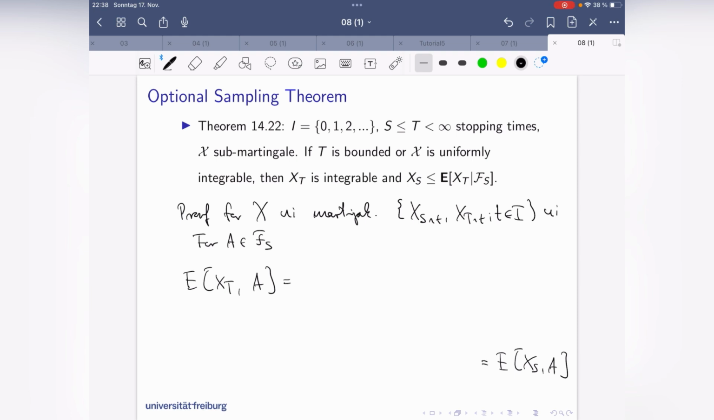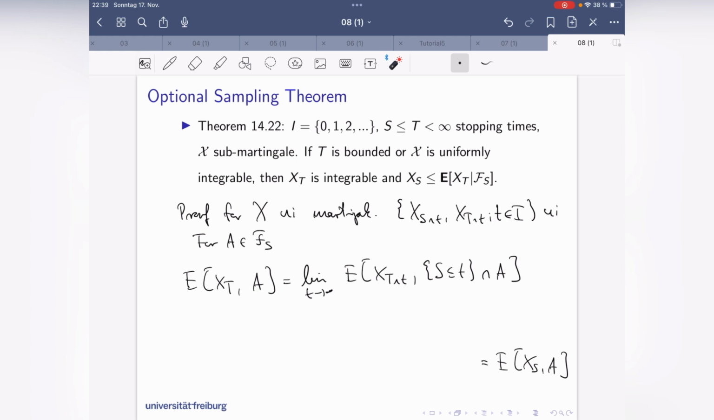First, I want to write this here as a limit. For small t goes to infinity, the expectation of x T minimum small t on the set S lesser or equal to small t intersected with A. As you see, as small t goes to infinity, this function here goes to this function. So there's an almost sure convergence of this thing here to this. But why can we interchange the expectation and the limit?